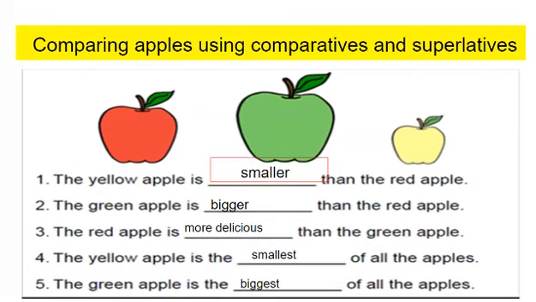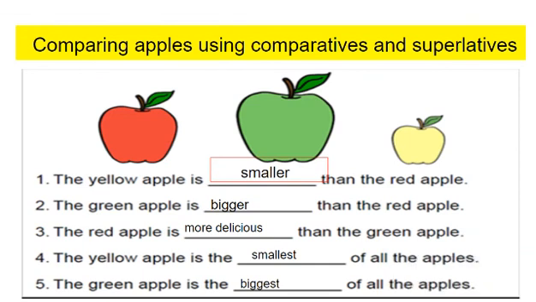The yellow apple is smaller than the red apple. We should use the comparative form because we have than and we are comparing only two apples. So we add er, small, smaller. The green apple is bigger than the red apple. Again, we are comparing two apples, but here we have to double the G. We have to double the G because it's a vowel followed by a consonant. We double the consonant and then we add er.